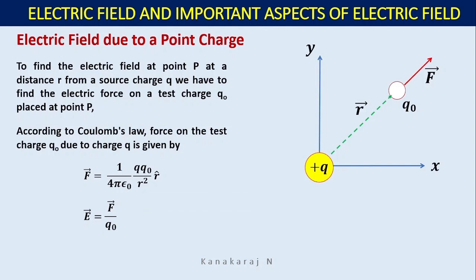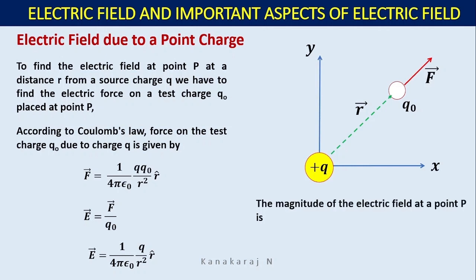So let us substitute the F in this equation, and we find that Q naught in the E equation and the F equation cancels. So we get E vector equals 1 by 4 pi epsilon naught, Q by r square, r cap. The magnitude of the electric field at a point P is E equals 1 by 4 pi epsilon naught, Q by r square.